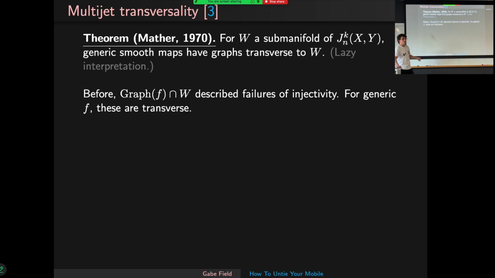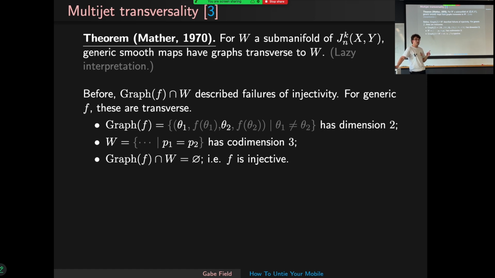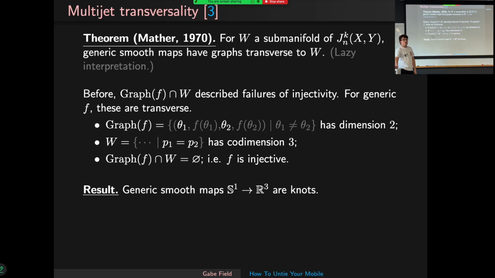So returning to our example, points of this intersection describe failures of injectivity. For generic f, this graph and submanifold are transverse. The dimension of the graph, it's controlled by 2 one-dimensional parameters, dimension 2. The codimension of the submanifold, we impose 3-dimensional output to be 3-dimensional output, codimension 3. These are too far apart for there to be anything in the intersection, so the intersection is empty, which is to say that f is injective. What we have seen is that a generic smooth map is injective, i.e. it is a knot. At least a generic one from S1 to R3, I should be specific.